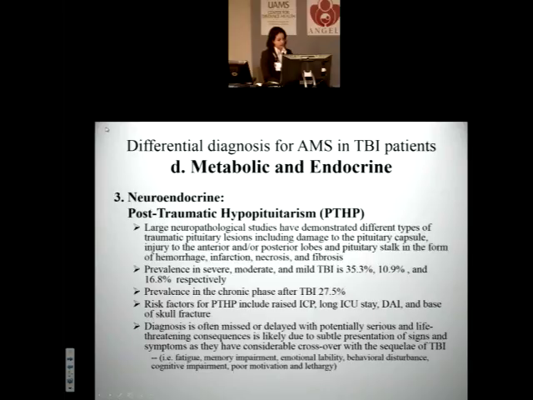Risk factors for post-traumatic hypopituitarism include increased cranial pressure, long ICU stays, DAI, and base of the skull fractures. Diagnosis is often missed or delayed with potentially serious and life-threatening consequences, likely because of the subtle presentation of the problem. Most of the signs and symptoms have considerable crossover with the sequelae of TBI, including fatigue and memory impairment, emotional lability, behavioral disturbance, and so on.